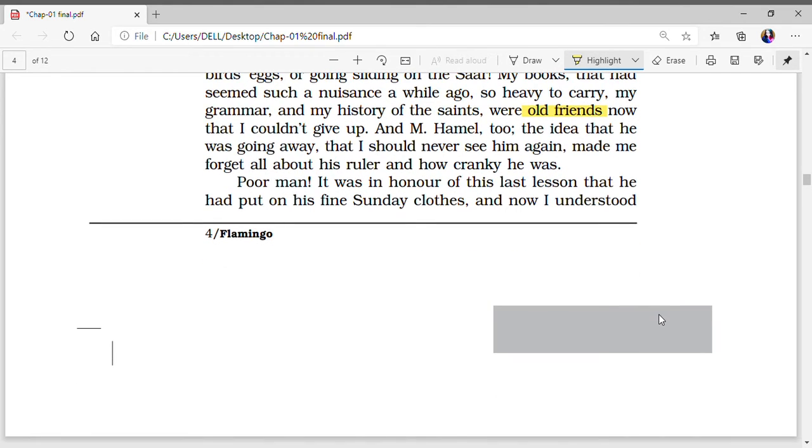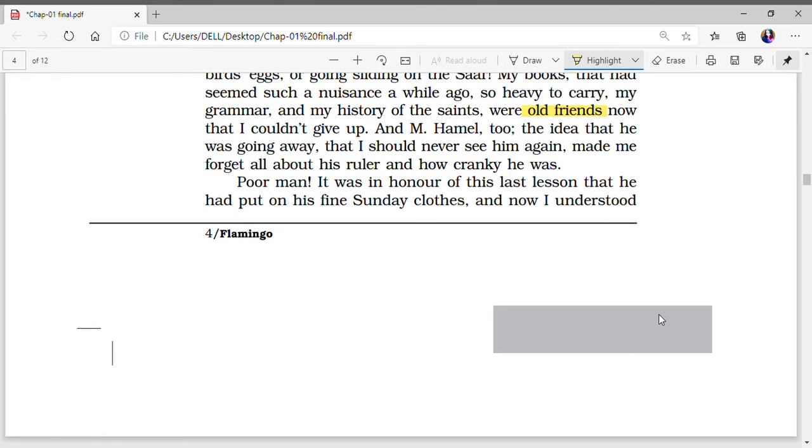And M. Hamel too, the idea that he was going away, that I should never see him again. Okay, so earlier you can see the contrast: earlier M. Hamel was such a scary teacher to him, a cranky teacher to him. But now he's not a cranky teacher to him anymore. He is very sad on noticing this fact that he will never be able to see M. Hamel again. Now he is starting to miss him already.